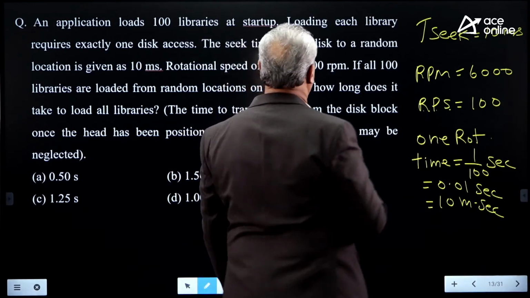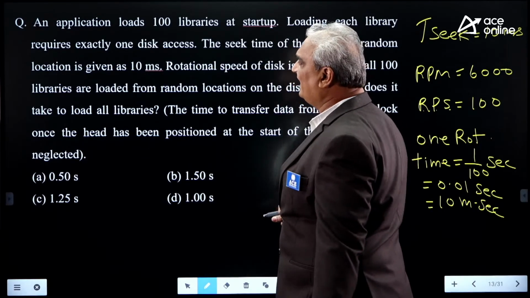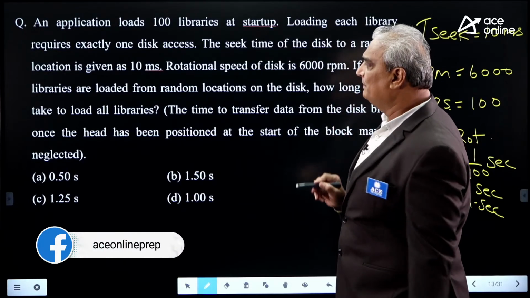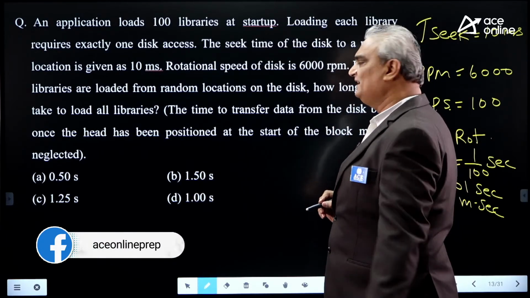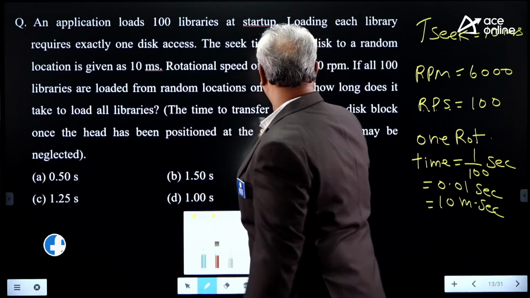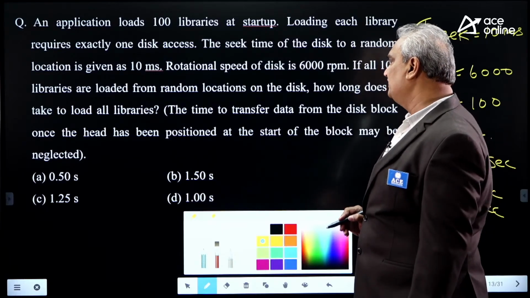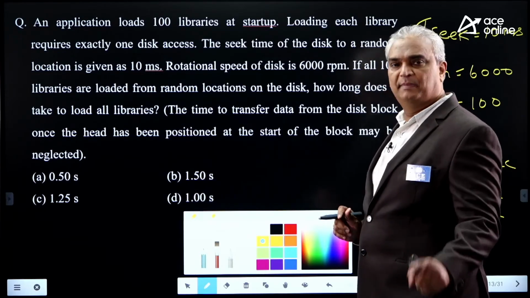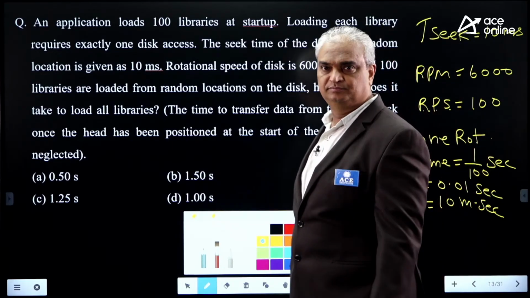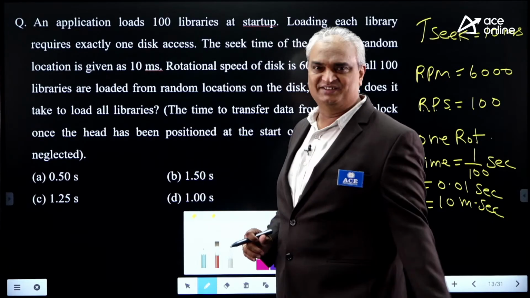Okay. Now, if all 100 libraries are loaded from random locations on disk, how long does it take to load all libraries? One more point he mentioned clearly. The time to transfer data from the disk block, once the head has been positioned at the start of the block, may be neglected. What does it mean? After positioning the head at the target sector, transfer time is not needed to consider.